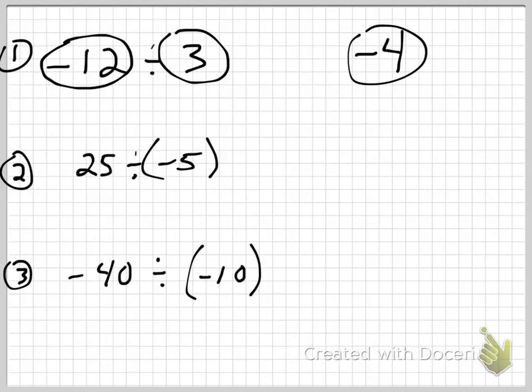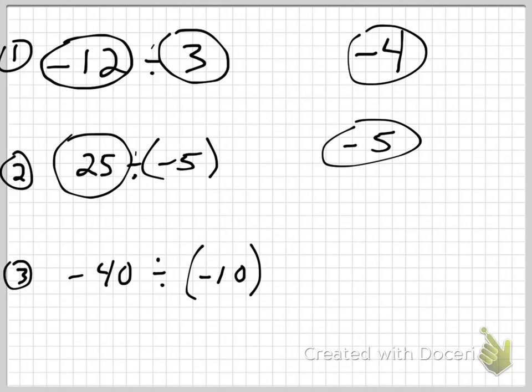How many of you got negative 4 for that one? Do you see why it's negative 4, Donovan? Number 2 is a positive divided by a negative. A positive divided by a negative, your answer is a negative. What is 25 divided by negative 5?